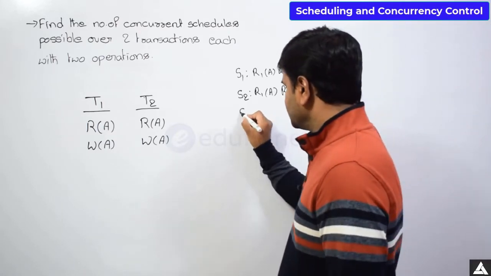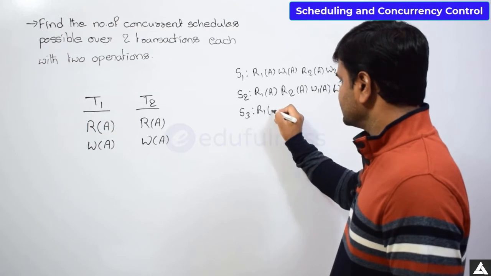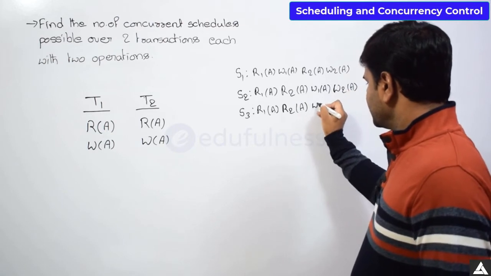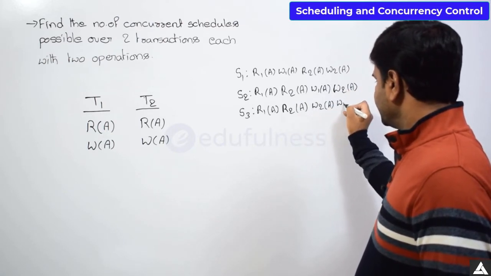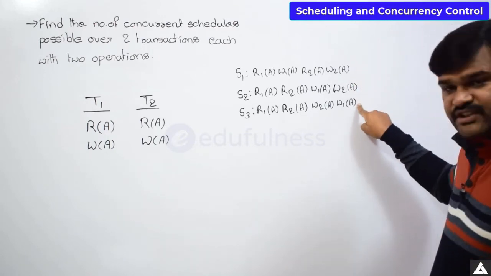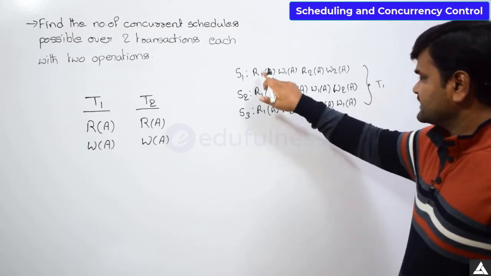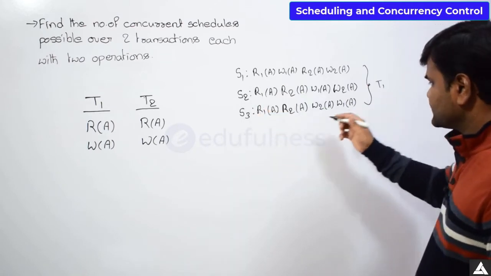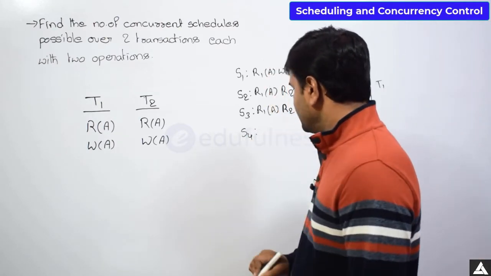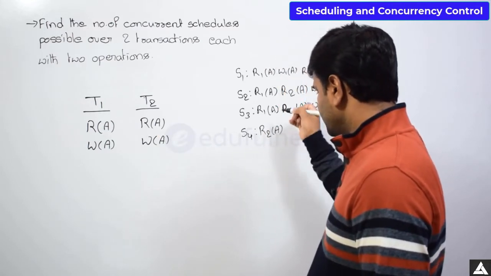Let us take another possible schedule, S3. Here R1 of A, then R2 of A, but then W2 of A and then W1 of A. This is one possible schedule. In these three, if you observe, T1 started first, that is R1, and then T2's operations follow. Next, in schedule S4, we start with R2. Just oppositely, you can write different combinations.